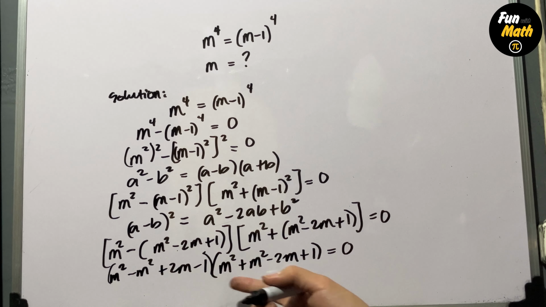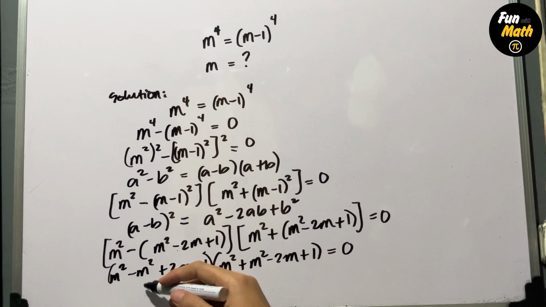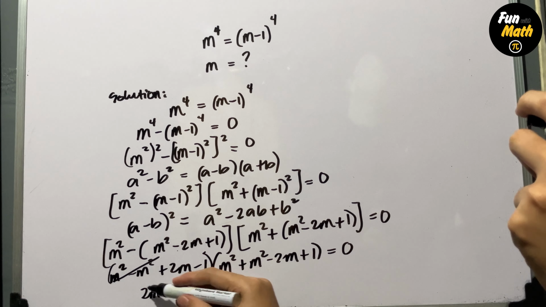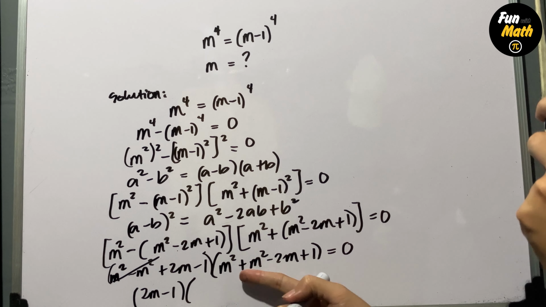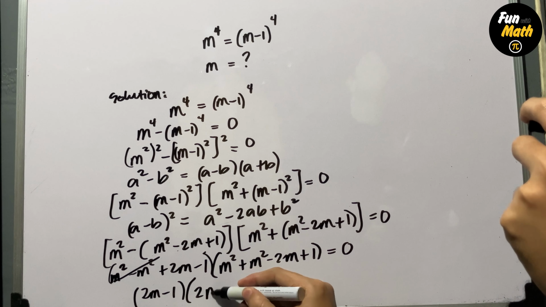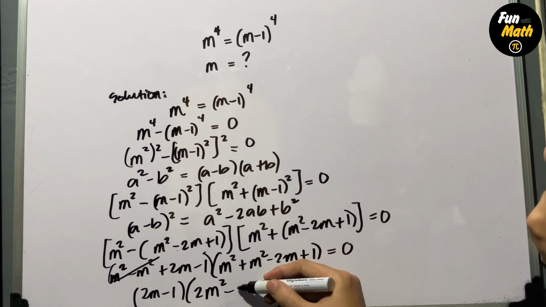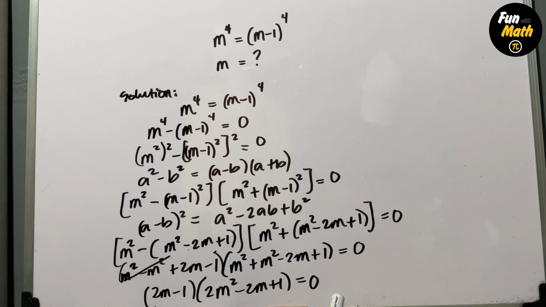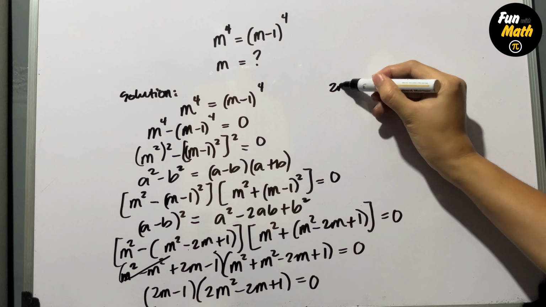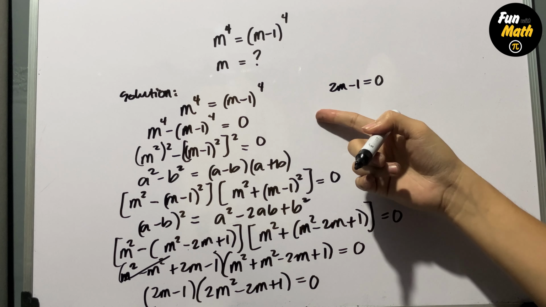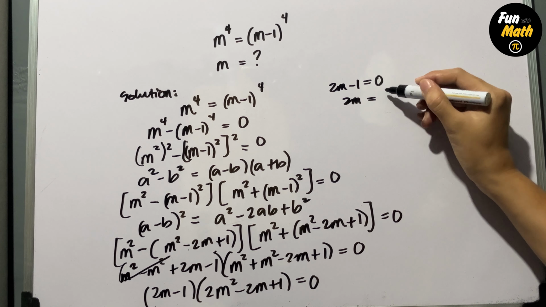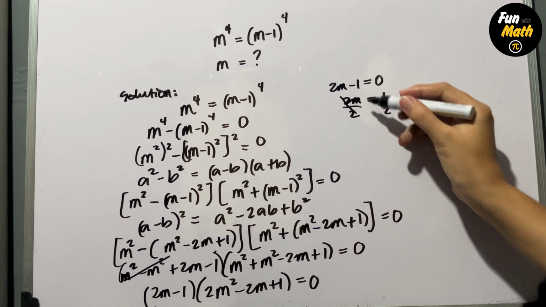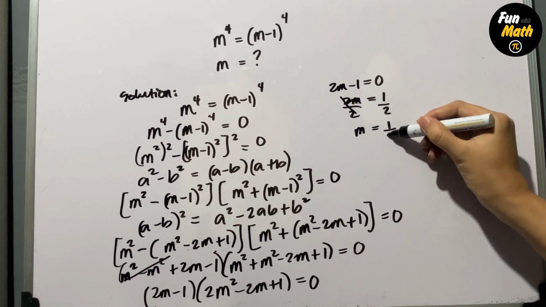We can combine like terms. So this is m squared minus m squared, that is 0. So here we're left with (2m minus 1) times, for this, m squared plus m squared, that is 2m squared, then minus 2m plus 1 equals 0. Now we can have two equations. First is 2m minus 1 is equal to 0, and that is 2m is equal to positive 1. Divide both sides by 2. This is cancelled. So we have m is equal to 1/2.